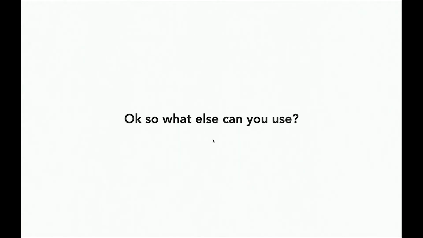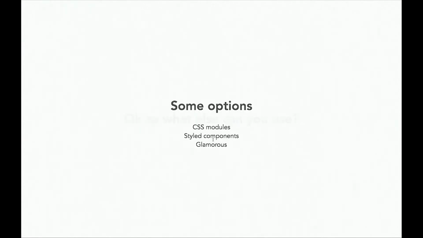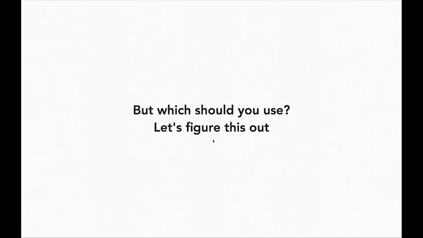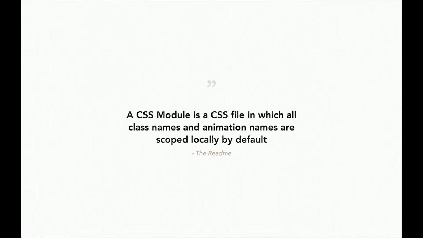Thankfully, because the React community is so great, there are a lot of alternatives. Some of the options are CSS modules, styled components, and glamorous, right? But which one should you use? There's so much choice. So we can figure this out. We're developers, right? CSS modules, and this is a quote from the README: this allows you to still write CSS and import that CSS into your JavaScript, and it will take the class names which you define and turn them into unique strings. So you don't have to worry about any namespacing issues.